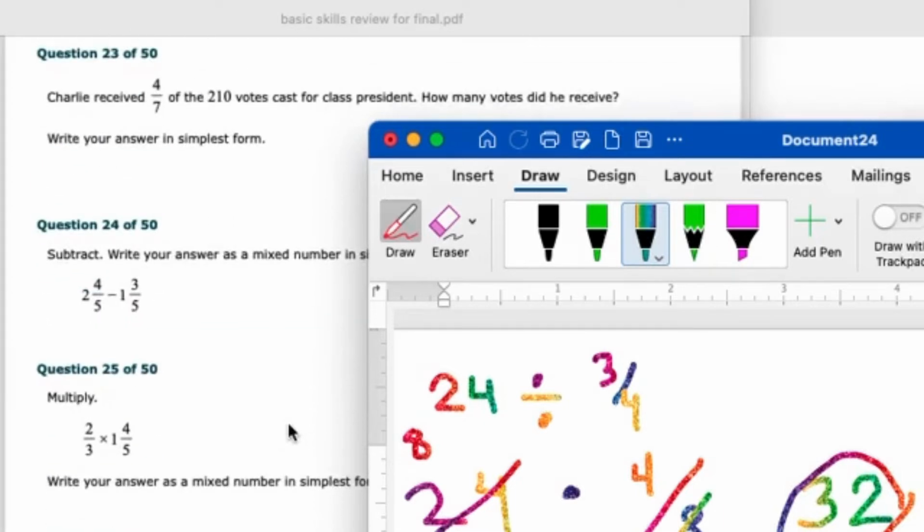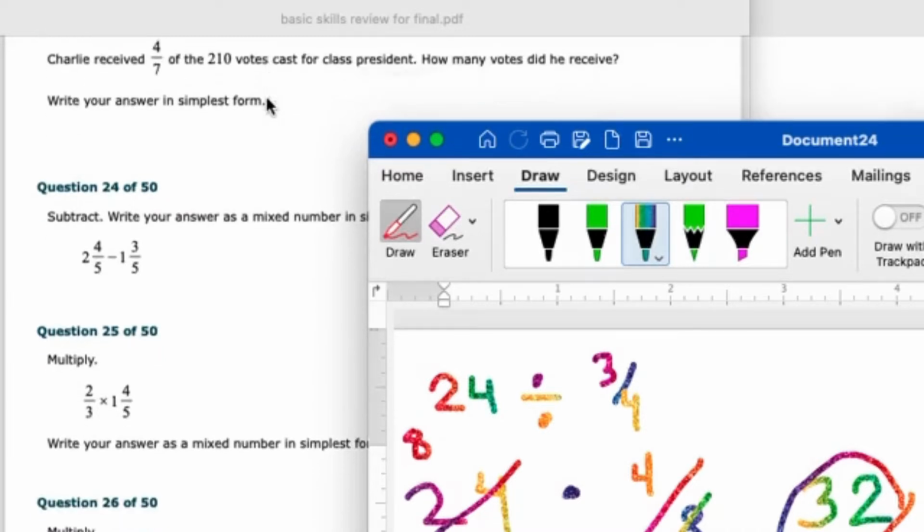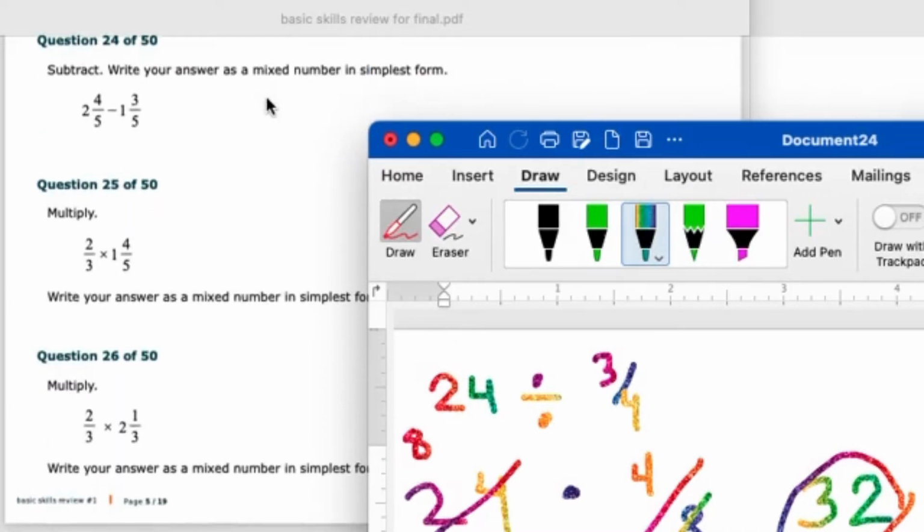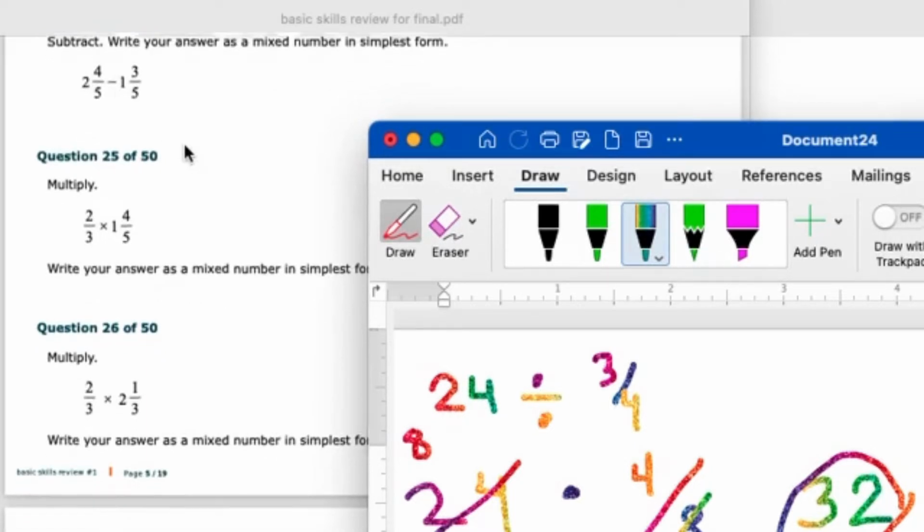Okay. Charlie received 4/7 of the 210 votes cast for the class president. How many votes did he receive? What does "of" mean? Multiplication. So aren't we just going to multiply 4/7 times 210? Okay, look at question 24. That's just, you're going to end up doing that on your own.